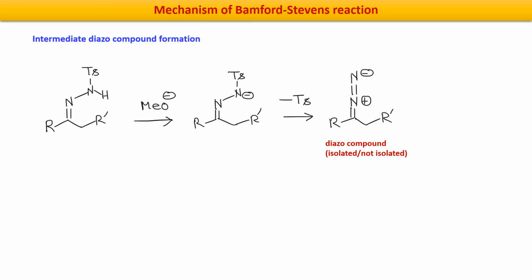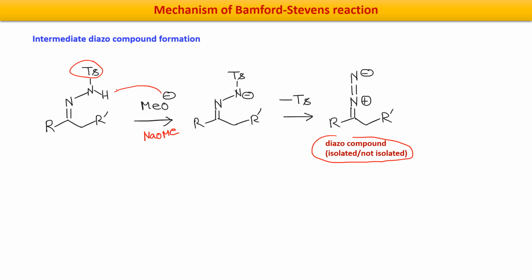First, the formation of intermediate diazo compound. So here you can see the structure of this intermediate diazo compound. This may be isolated, this may not be isolated. And here I have written TS. You have already seen what TS means in the previous slide. Now this molecule in presence of this base, MeO minus is written here, which is basically NaOMe, sodium salt of methanol. So NaOMe, OMe minus is the base.